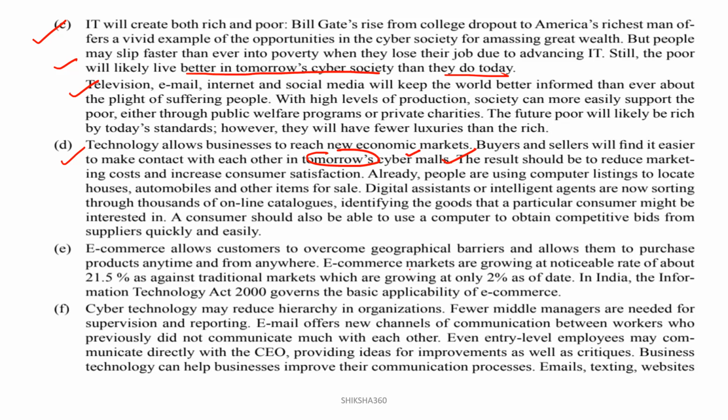E-commerce allows customers to overcome geographical barriers and purchase products at any time and from anywhere. Basically, you can use Amazon, Flipkart, and many other applications. Clear? E-commerce markets are growing at a noticeable rate of about 21.5% as against the traditional markets, which are growing at only 2% as on date. In India, the Information Technology Act 2000 governs the basic applicability of e-commerce. Clear? We have already discussed e-commerce in detail.